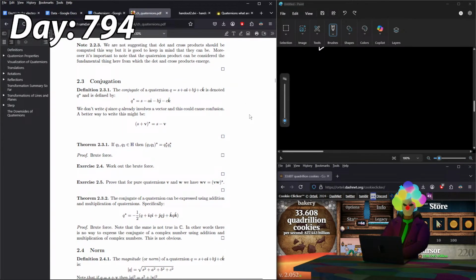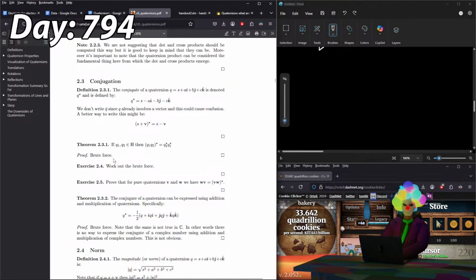The conjugate of a quaternion is denoted Q and defined by minus. Okay, so everything switched to a minus, that makes sense. I have been wondering, what will be the conjugate of a quaternion? This makes sense. We don't write Q, since Q already involves a vector, and this could cause confusion. A better way to write this might be this. Okay, checks out. So we treat the V as a vector, which begs the question, are complex numbers the same thing except the vector is one-dimensional? To which it appears yes so far. Makes sense.